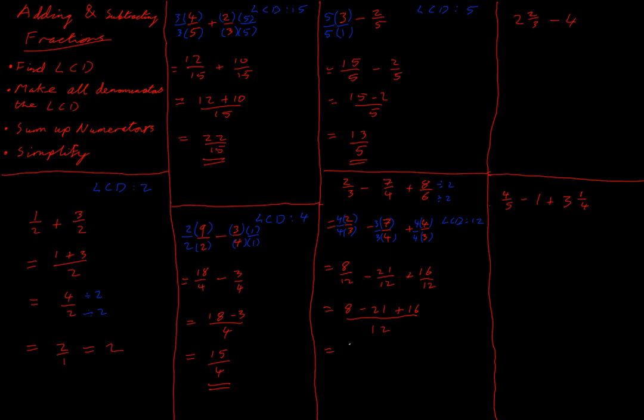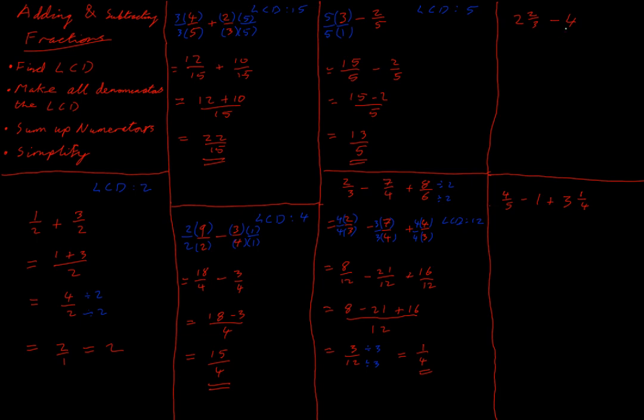And when we sum up our numerators, we're going to get 3 over 12. And this time I see I have a common factor top and bottom. I can divide above and below by a common factor of 3. And when I do that, I get 1 over 4. And that is my final answer, my simplified final answer.